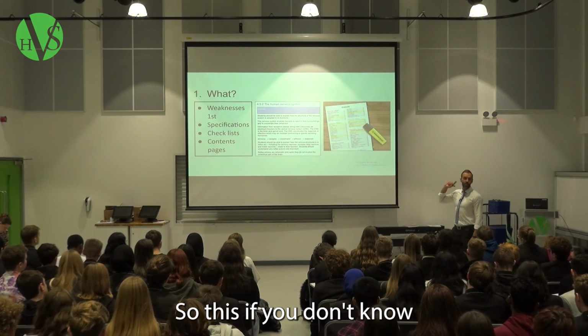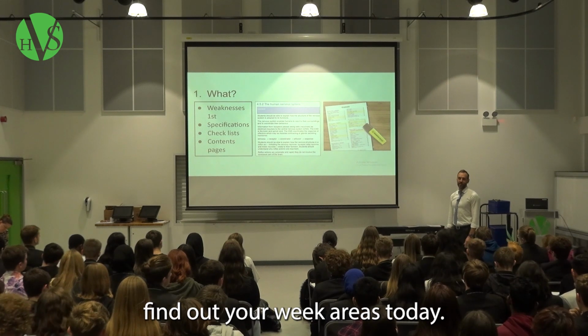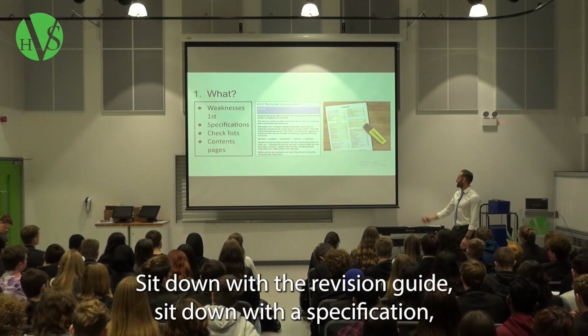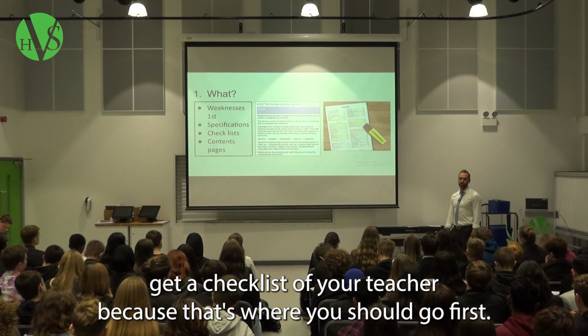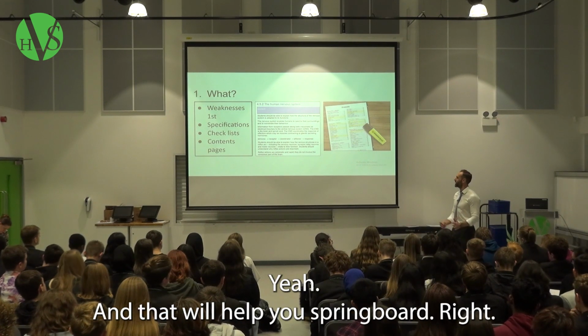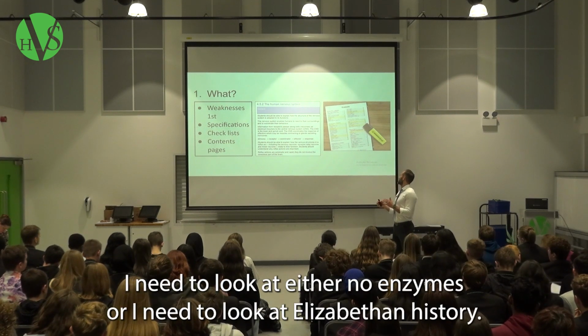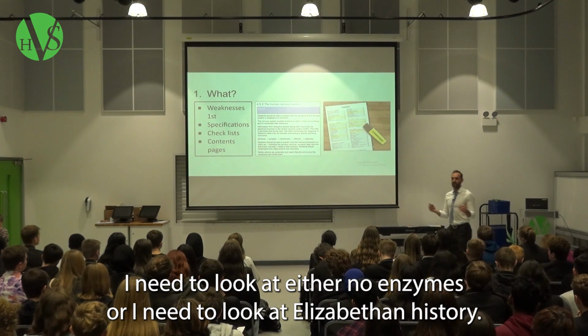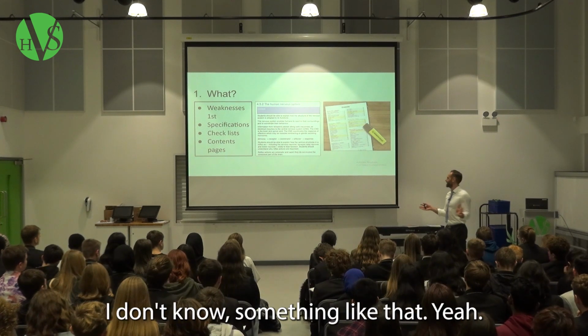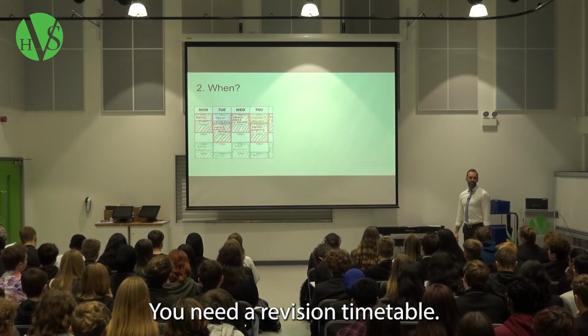So if you don't know where to start with your revision and you haven't started, find out your weak areas today. Sit down with a revision guide, sit down with a specification, get a checklist off your teacher, because that's where you should go first, yeah? And that will help you springboard: right, okay, I've actually got something, I know what I need to do. I need to look at, I don't know, enzymes, or I need to look at Elizabethan history, something like that. Okay, when to revise, you need a revision timetable.